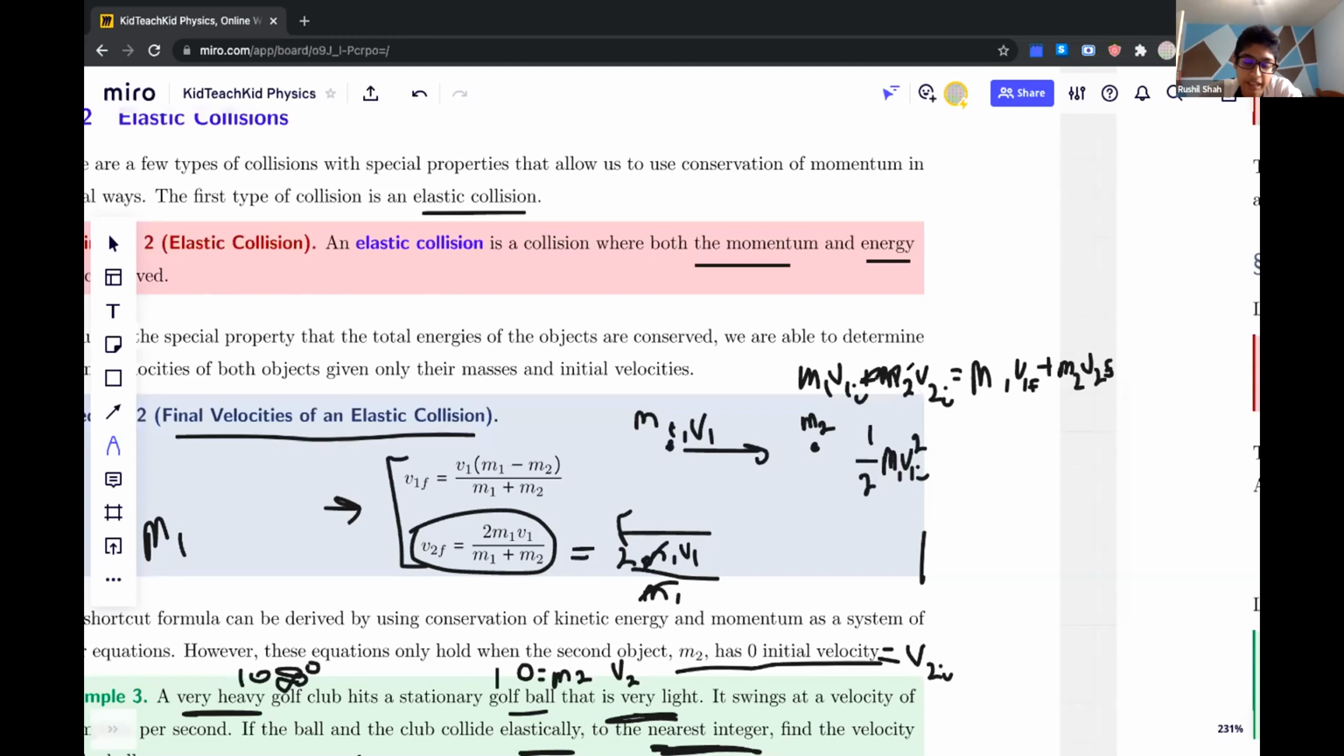So this term gets canceled out. And we're just left with two equations with 1, 2, 3, 4 variables. So this means that we can solve for 2 variables. And that's basically what we just did. We get a system of equations and we can solve the system for the 2 velocities, v1f and v2f. So that's basically what this is.